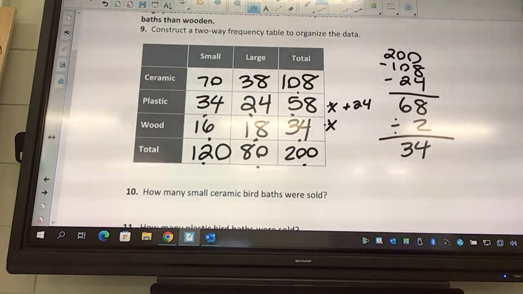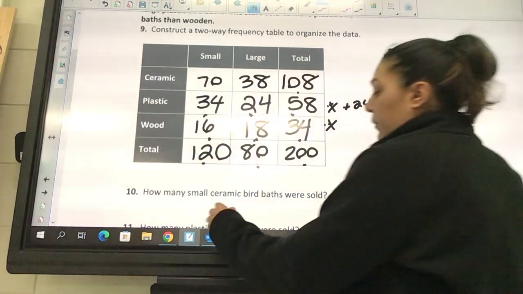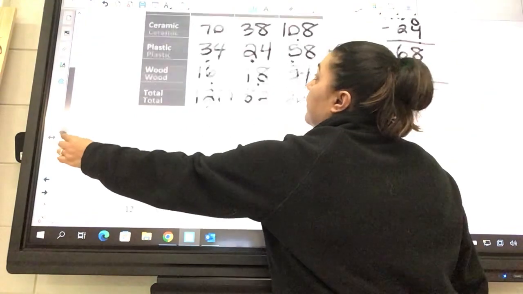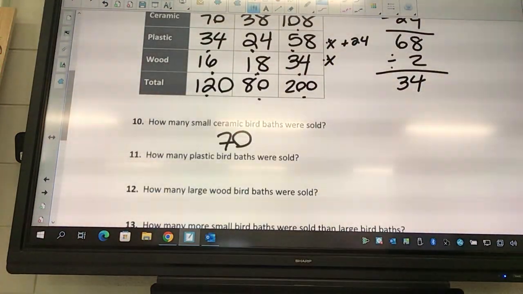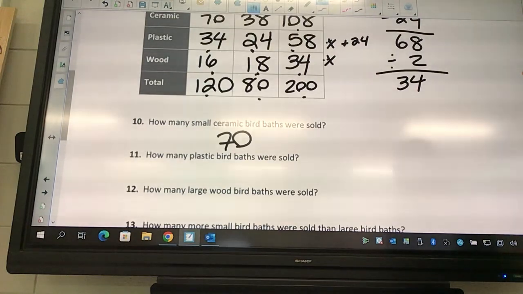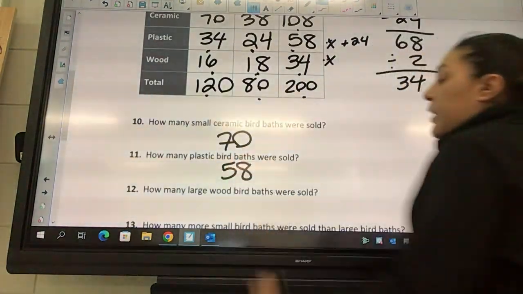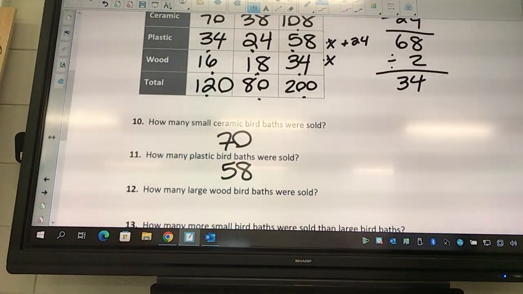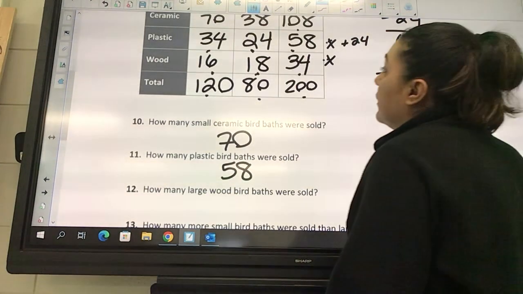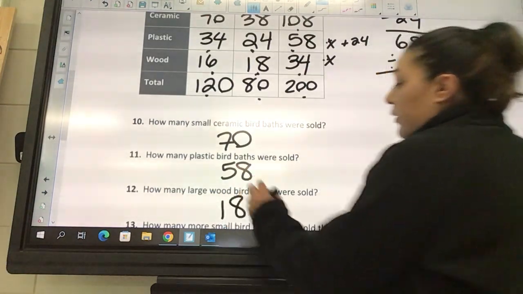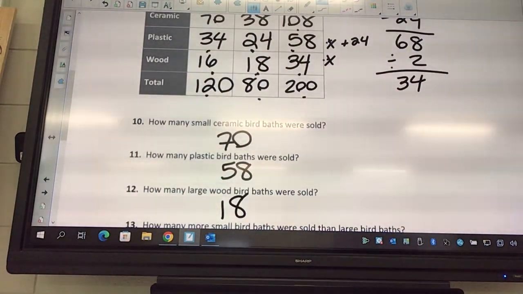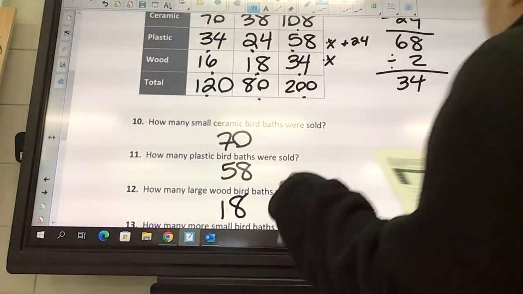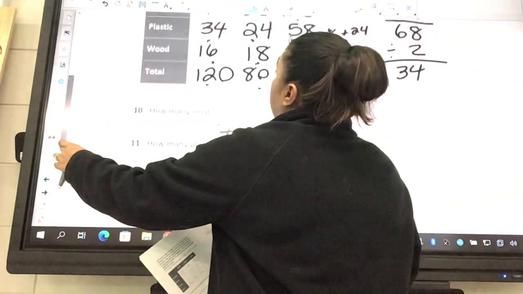So now that we got this filled out, how many small ceramic bird baths were sold? 70. How many plastic bird baths were sold? 58. How many large wood bird baths were sold? 18. How many more, and this is the one question that a bunch of you guys got wrong Friday. I don't know why you got confused about how many more. How many more small bird baths were sold than large bird baths?